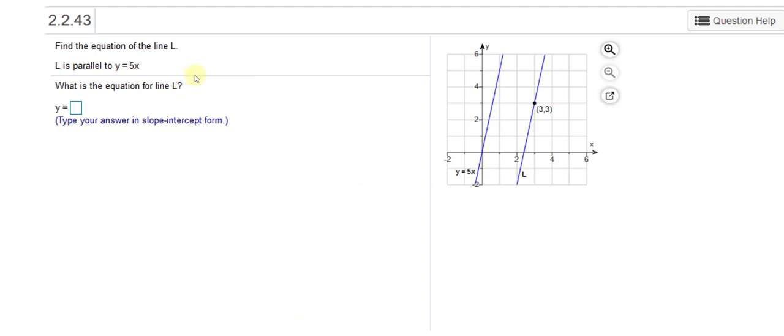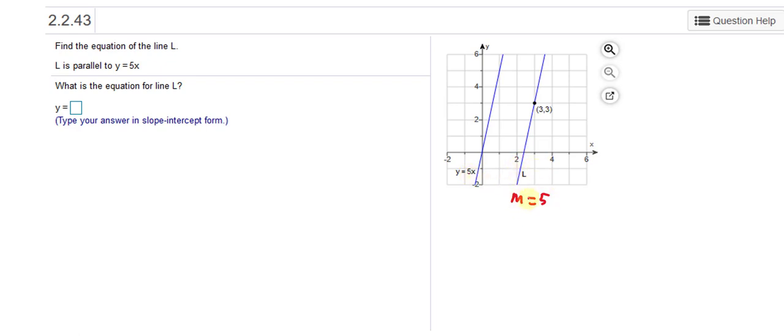For this question, we are asked to find the equation of the line L, which is this line. This line is parallel to y equals 5x. So we know that the line L we are solving for goes through the point 3, and is parallel to the line 5x. Because the two lines are parallel, they should have the same slope, right? So this line also has the same slope as the other line, 5x, which is 5. Because the slope here is mx, m is 5. So this line also has m equal 5.